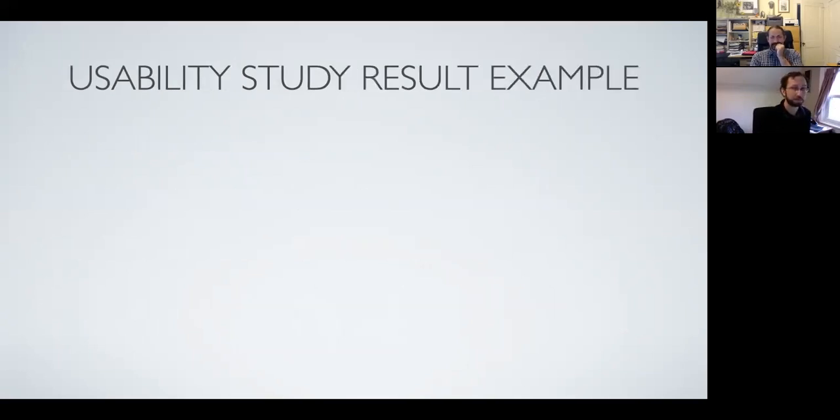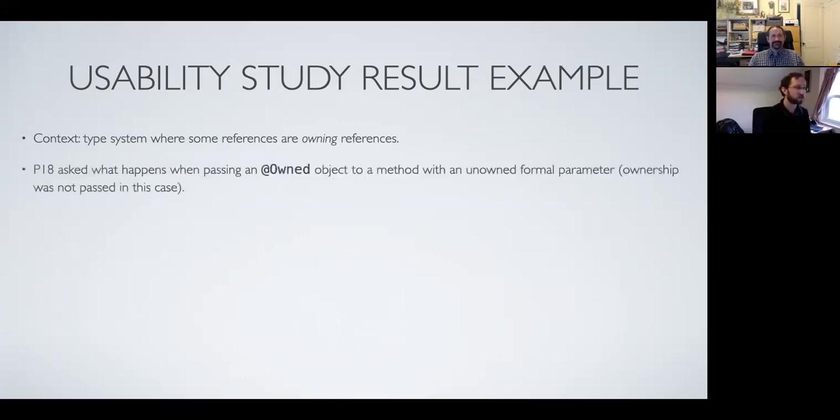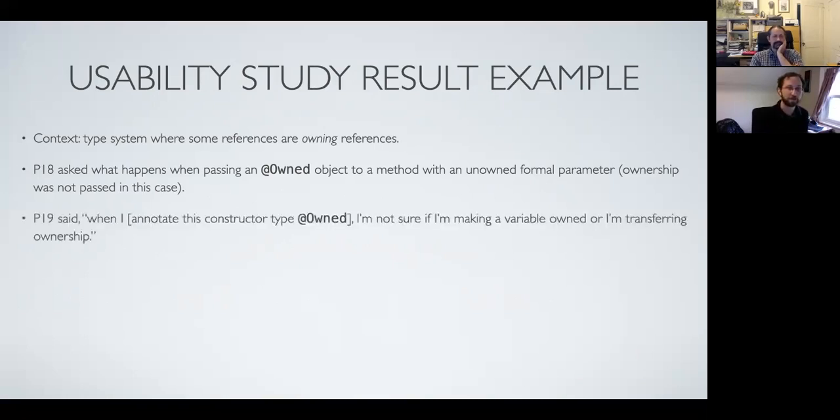So for example, here's some results from a study that we did. We had this type system where some references are only references. This is related to the system Jonathan was talking about earlier with type state. So we gave people some tasks. One participant asked, what happens when passing an owned object to a method with an unknown formal parameter? And the behavior was that ownership was not passed in this case, but the participant wasn't sure. And anytime the participant isn't sure how the system works, you can view that as a usability problem.